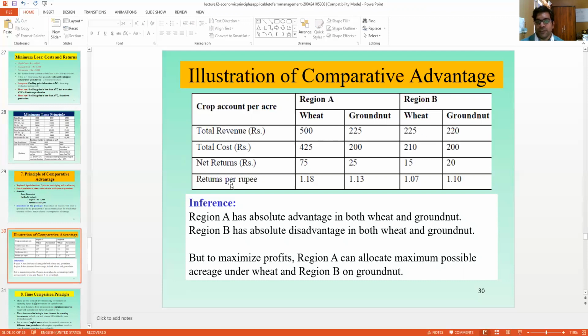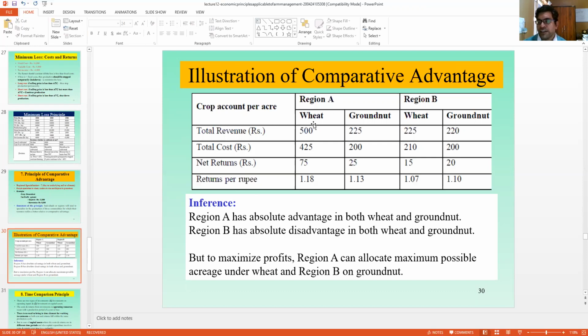In region B, it is 220 for groundnut. Total costs: 425 rupees and 200 rupees in region A. In the case of region B, for wheat, total cost is 210 rupees. For groundnut, it is 200 rupees. So net returns are 75 rupees and 25 rupees. For region B, 15 and 20 rupees.